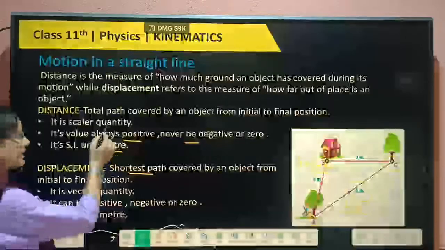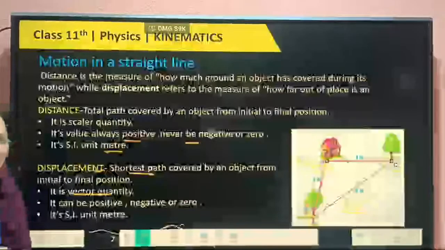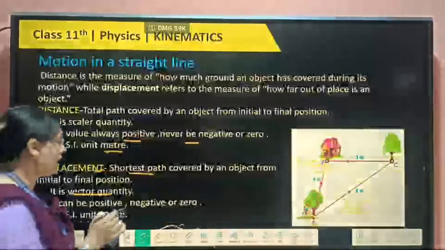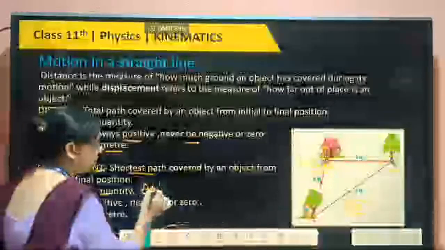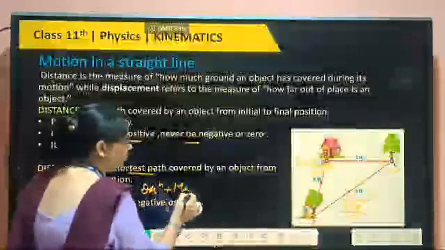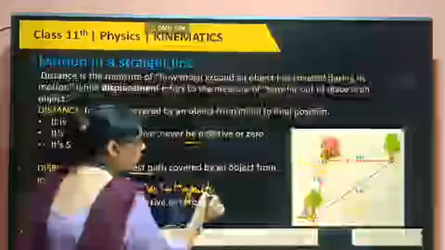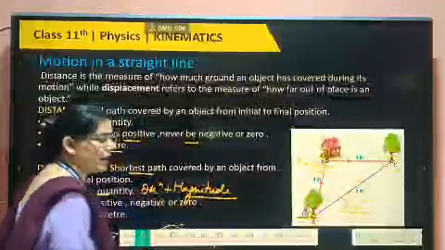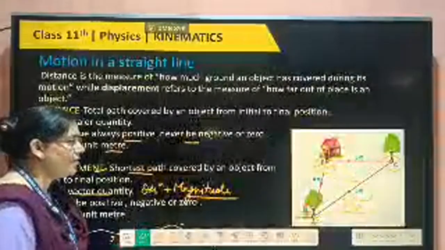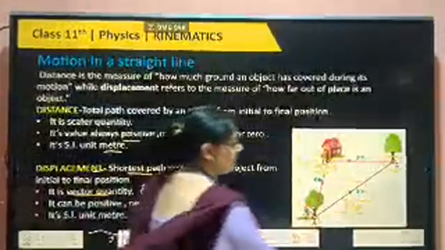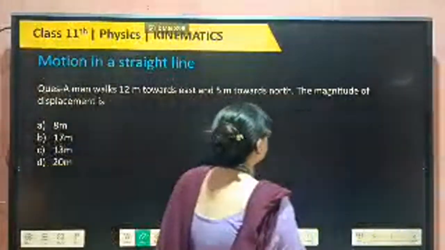This one is our scalar quantity and this one will be our vector quantity. I told you vector quantities have direction plus magnitude. What is magnitude? Magnitude is the mathematical value of any quantity. So this one is our vector quantity. Next, we are doing some questions related to it.